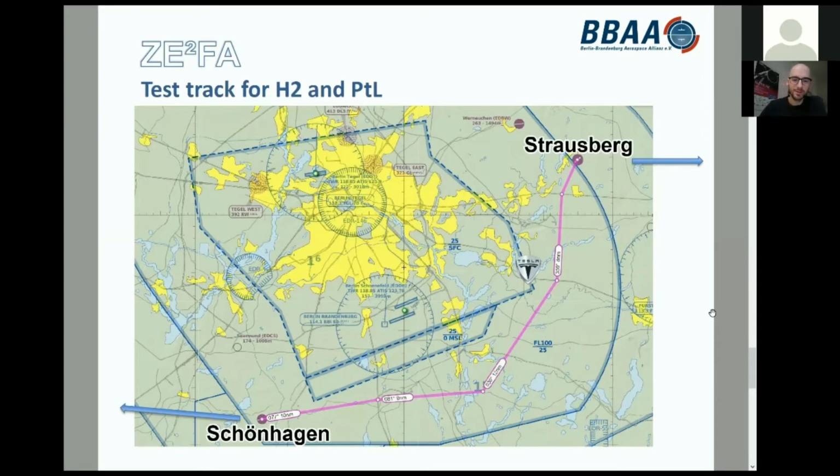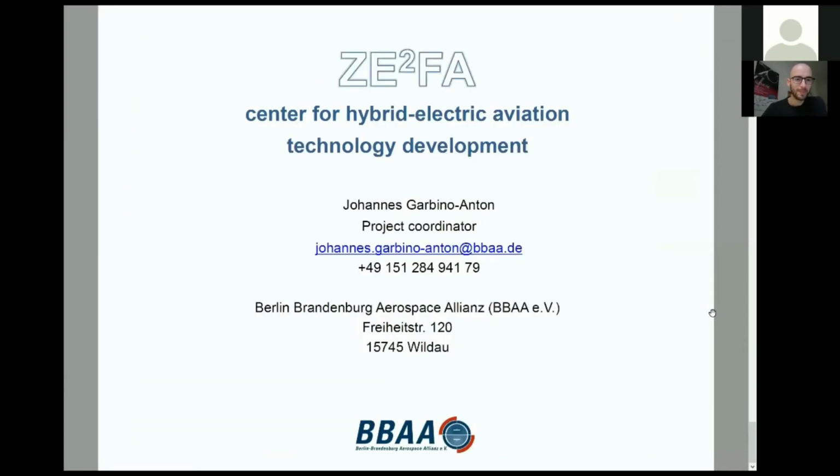And as you can see, as a small gimmick, Tesla is right at the corner. We used to call it the lower left corner of the controlled airspace. Now everyone just refers to it as Grünheide in this case.